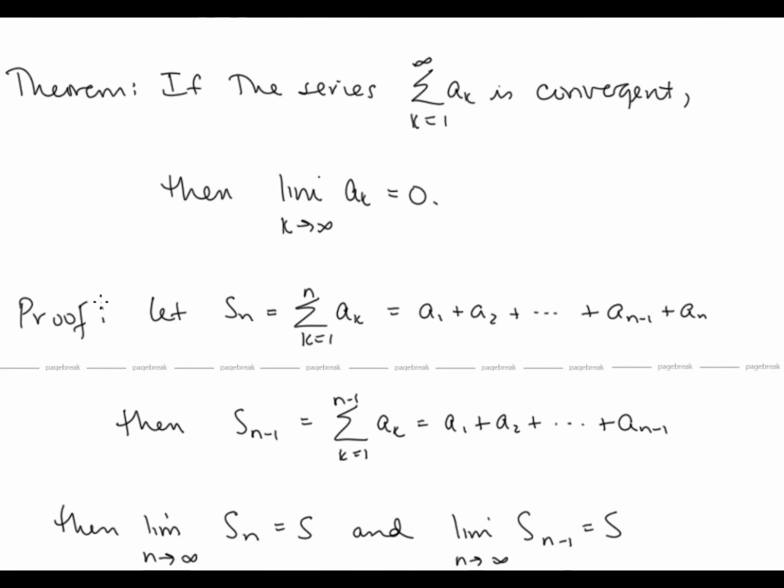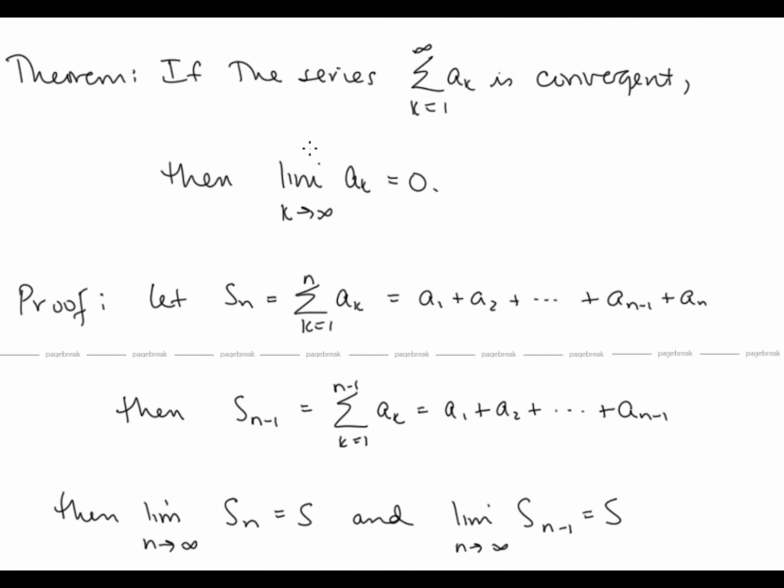Now let's take a look at this theorem. If the series a sub k, k going from 1 to infinity, is convergent, then the limit of the terms a sub k must equal 0. So what we're saying here is that if we're going to add up infinitely many numbers and get a finite sum, then those numbers have to be going to 0 in the limit. Let's take a look at the proof.